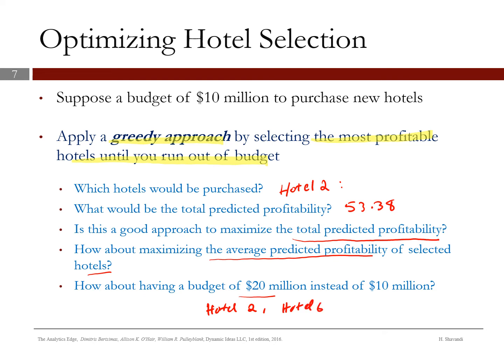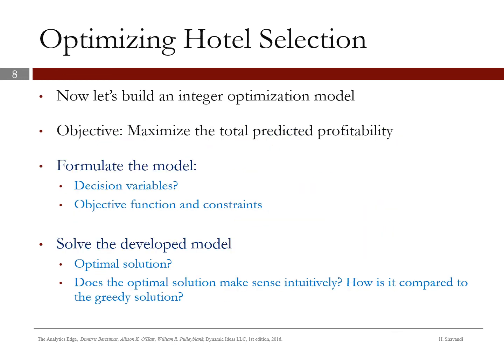Hotel 6, and the total profitability would be 102.47. Okay, so now we want to do better than this greedy approach, and the solution is building an optimization model. Our decision variables would be binary variables. Because of that, we would have an integer programming model with binary decision variables.